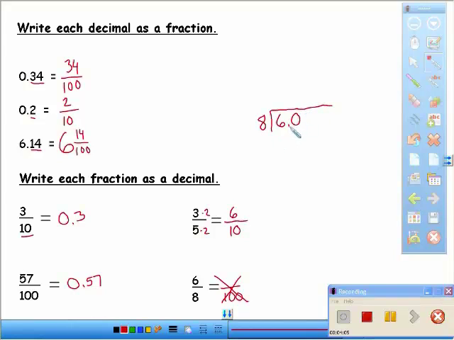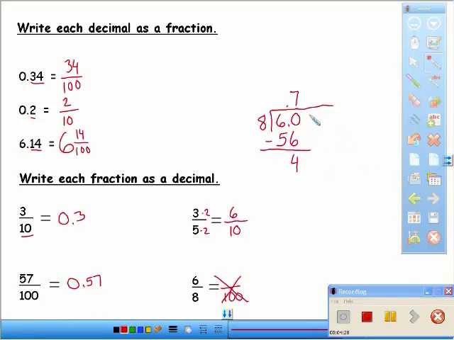And remember, I'm going to bring the decimal point straight up. 8 goes into 60 how many times? That would be 7 times. 7 times 8 is 56. Next step would be subtract. And if I subtract 60 minus 56, I would get 4. And do I just put remainder 4?